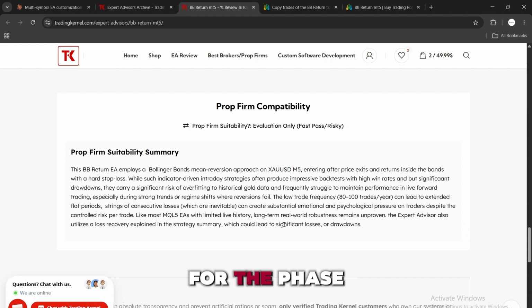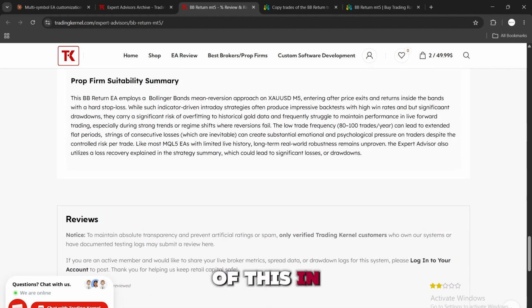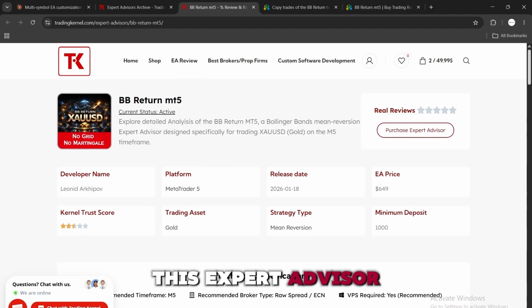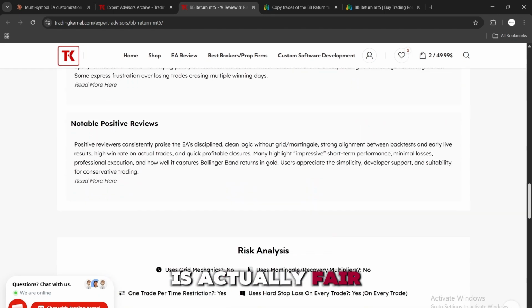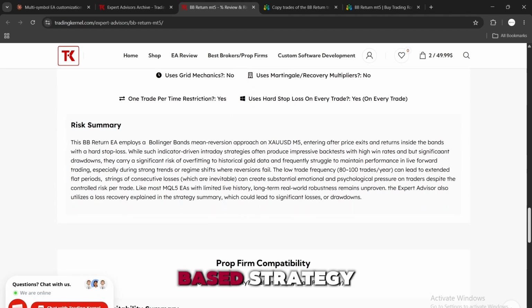This is only for the phase 1. If you have a phase 1 and phase 2, just use this for the phase 1. Don't trade phase 1 and phase 2 using this expert advisor. And with all of this in mind, I actually gave this expert advisor a 2.5 rating, which I believe is actually fair for an indicator-based strategy.